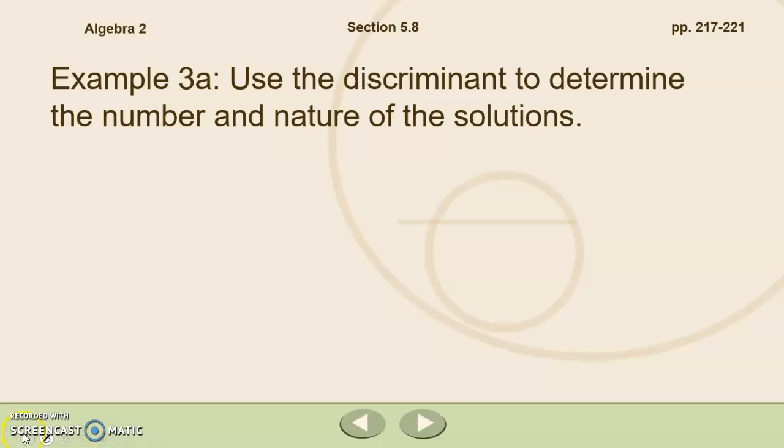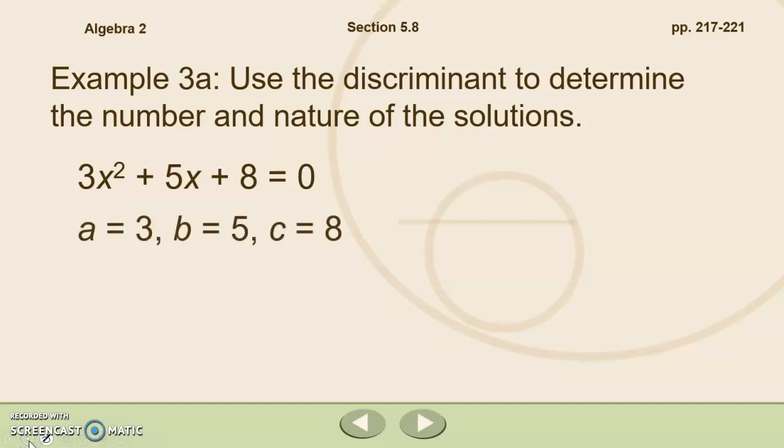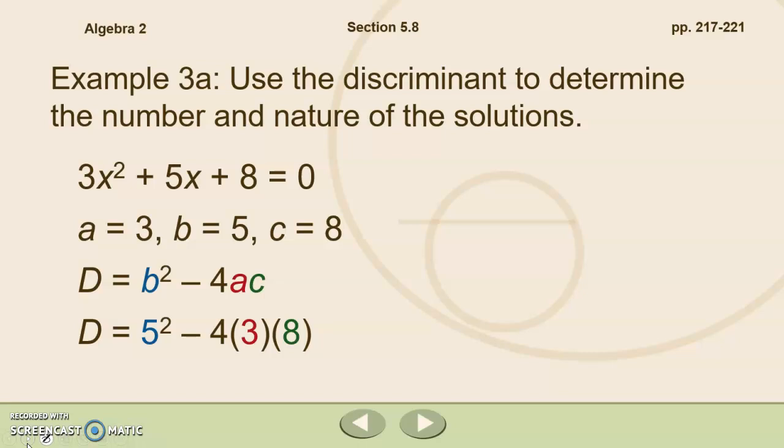Let's use a discriminant to determine the number and the type, or the nature, of the solutions. So here is our equation, 3x squared plus 5x plus 8. Before we put it into the quadratic formula, let's use the discriminant. Our a term, our b term, and our c term have all been identified, and our discriminant is b squared minus 4ac. So we plug in those numbers, and we get 5 squared minus 4 times 3 times 8. Again, I would use parentheses here when substituting. When we simplify that using the order of operations, we get that d equals negative 71.